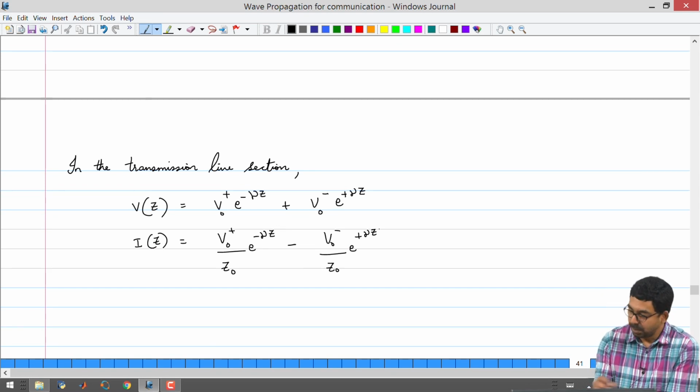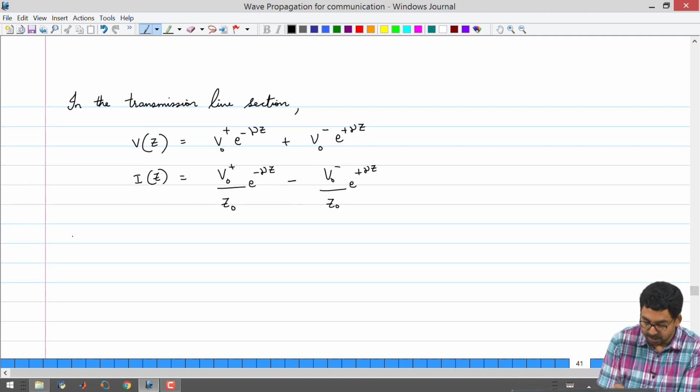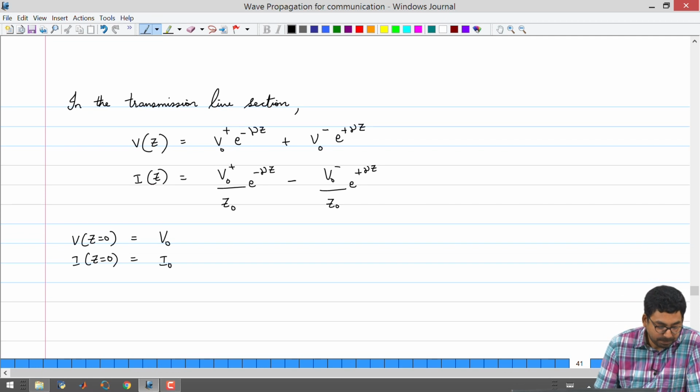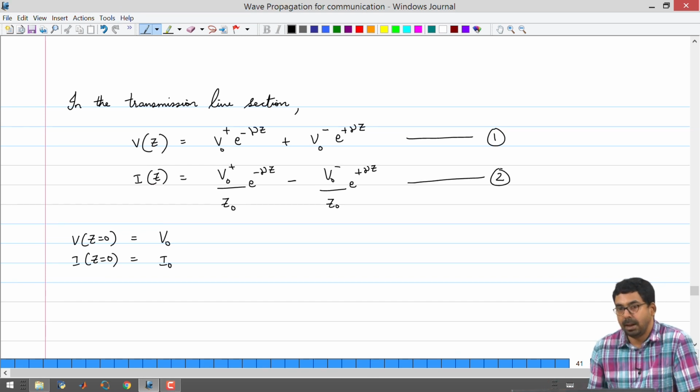Along with the convention that we are using, the voltage at z equal to 0, I am marking it as V naught, and the current at z equal to 0, I am marking it as I naught. Now, I will number these equations as 1 and 2.